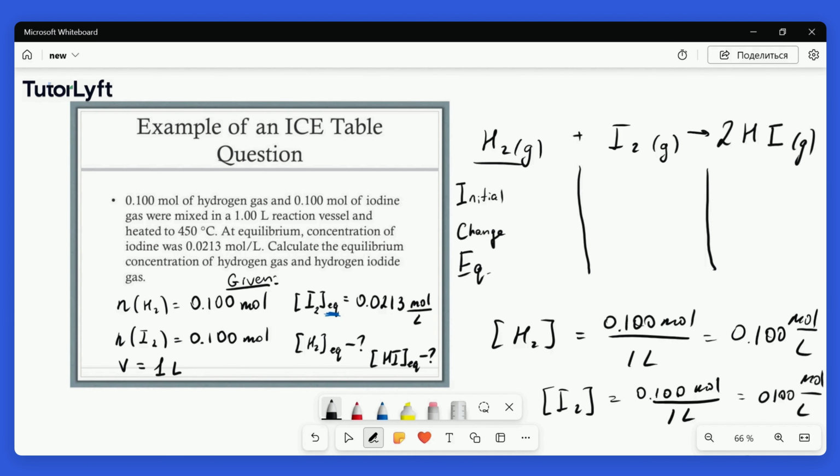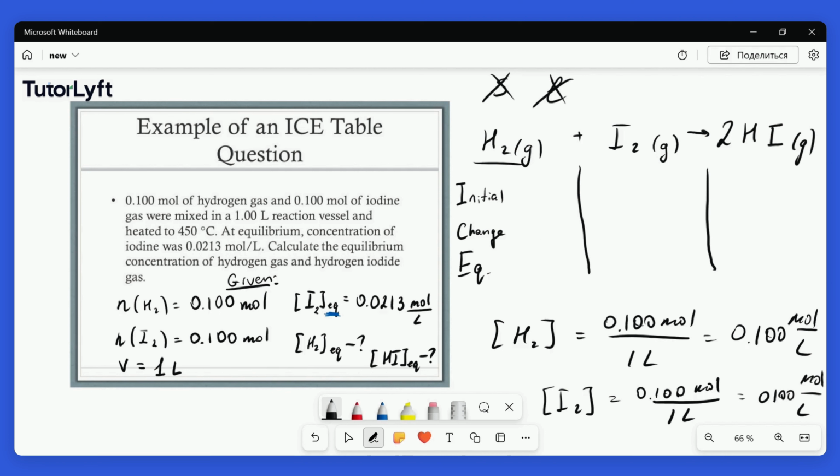Now it's important. In the ICE table, we never put solids and we never put liquids. So if you get water, which is liquid, of course, you're not going to put it in the ICE table. You just put kind of like nothing, right? And then you just put numbers over here, here, and here. But since we have gases everywhere, we're good. We can write out everything.